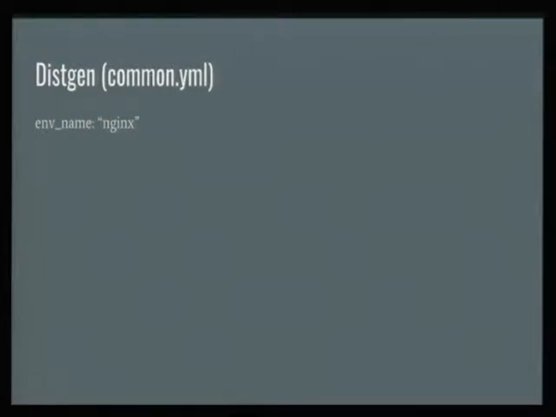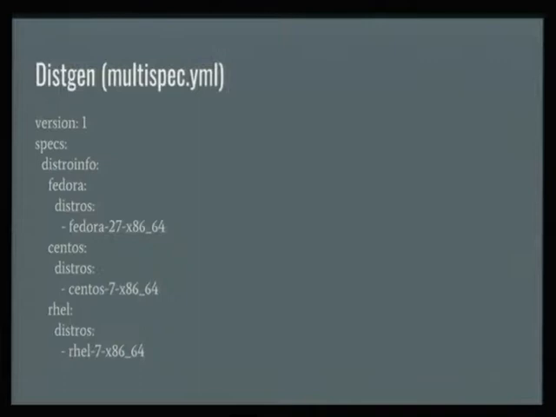There are 2 files which store the variables. One is called common, that's where you put variables which you want to use everywhere. And the other file is called multispec, and that's actually the heart of DistGen. That's where you store all the different combinations and the specific variables for those variants or for those operating systems. And finally, when I show you how to invoke it, you can render the correct Dockerfile and all the correct files.